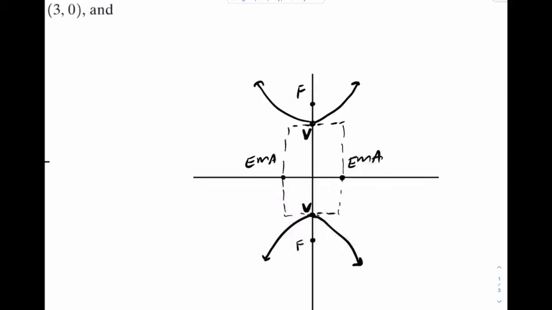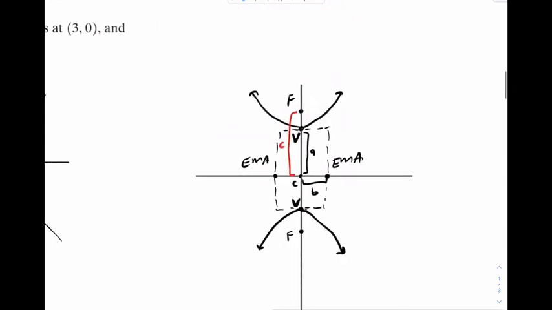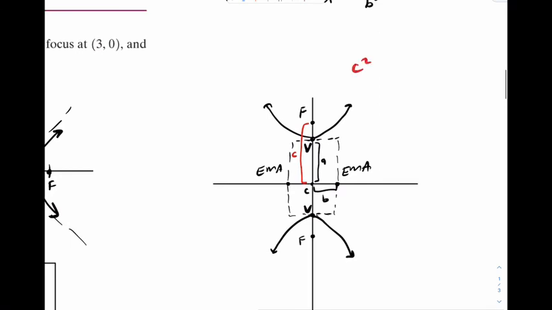And note that this right here, if that's your center, that's your A, that's your B, and of course, your center to the focus, that's your C. And finally, don't forget, the formula that links everything is C squared equals A squared plus B squared.